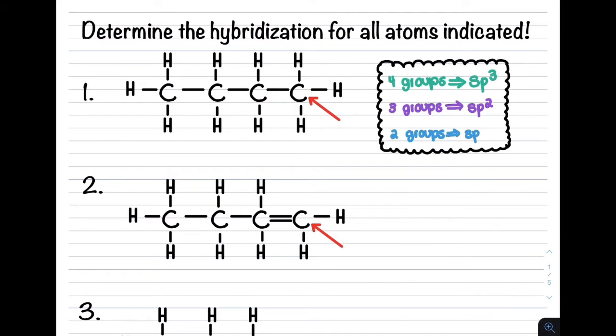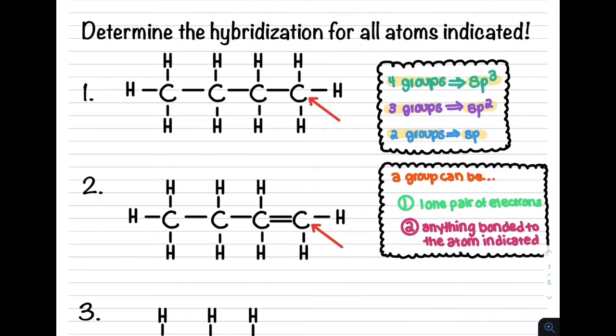So, remember, the most simple way we can determine hybridization is by looking at the number of groups attached to the atom in question. So, if you have 4 groups, it's going to be sp3. If you have 3 groups, it's going to be sp2. And if you have 2 groups, it's going to be sp. Now, as a reminder, a group can be one of two things. It can either be a lone pair of electrons, or it can be anything bonded to the atom indicated.